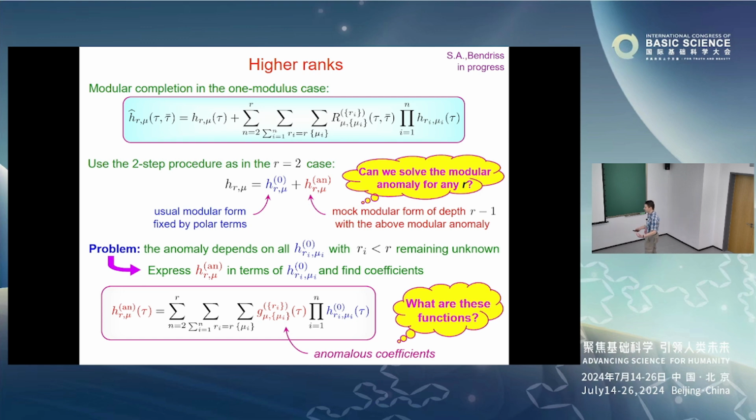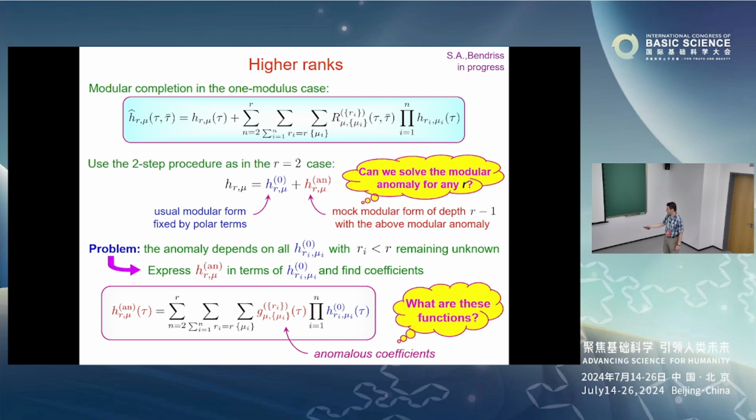If we find them, then we have an expression for the anomalous part, and what remains to be done is just to compute the polar terms. So then we will reduce the problem of finding the generating function completely to finding just a finite number of terms in the expression, and that's it.